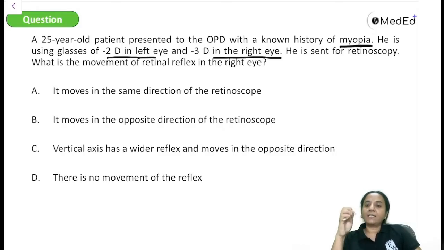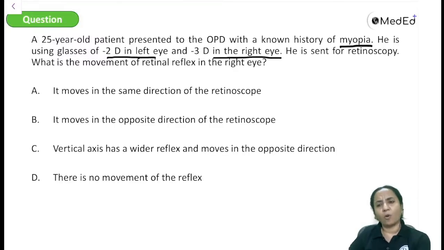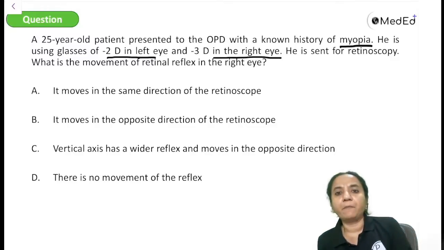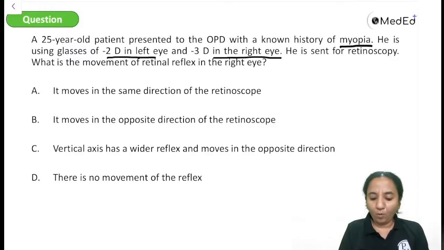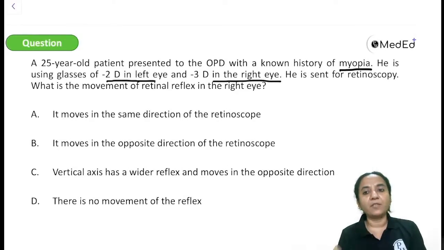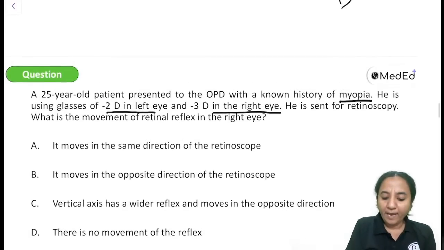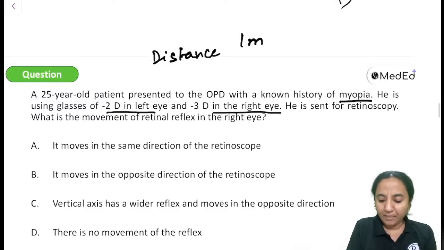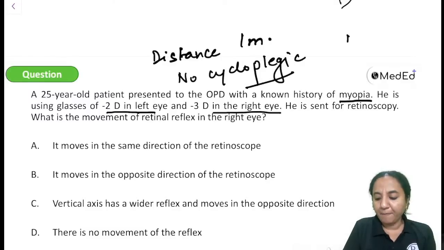Now see, this is a 25-year-old patient, meaning his power is likely to be stable. मतलब कि उसका अभी भी शायद रिफ्रैक्शन ऑलमोस्ट सेम ही आएगा, -2 in the left and -3 in the right. And they have not mentioned any cycloplegic. They have also not mentioned the distance of refraction. So we have to assume that the distance is a standard distance, that is 1 meter, and there is no cycloplegic. Right? And in both eyes, you see that there is a myopia which is greater than -1.